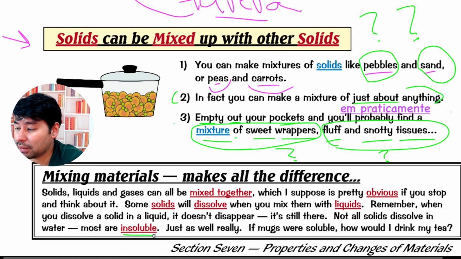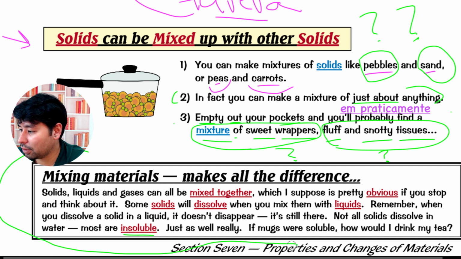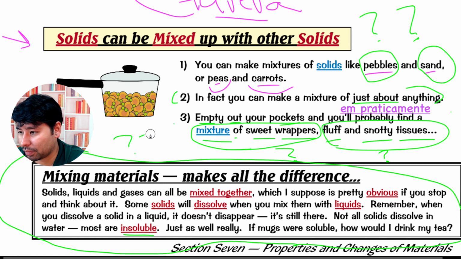If mugs were soluble, how would I drink my tea? That's a good question, right? If they were soluble, how would we drink the tea? We wouldn't be able to do that, right? So again, we have these red words: mix it together, obvious, solid, dissolve, liquids, and soluble. Okay, so again, I want this whole sentence here in Portuguese. We have a lot of translations today, right? So what is that? So please, this is homework for you guys, right?